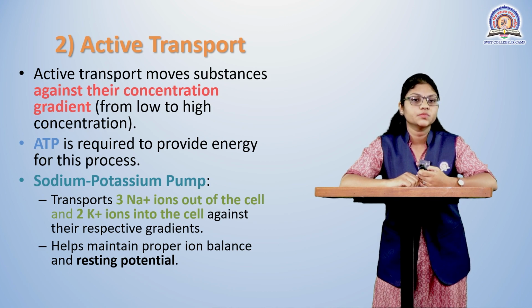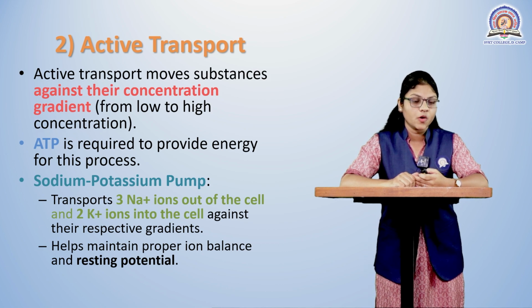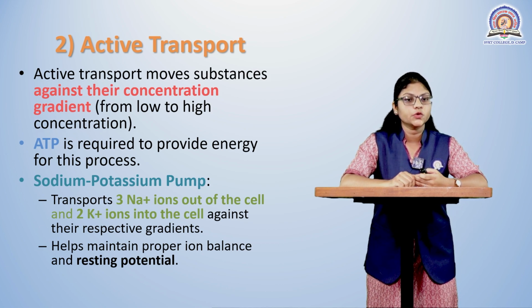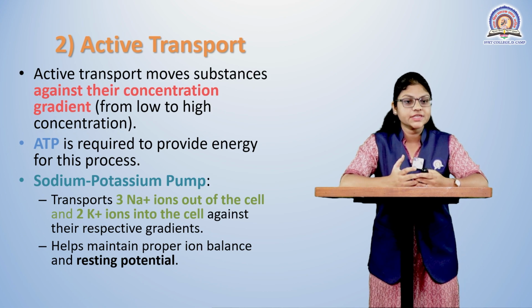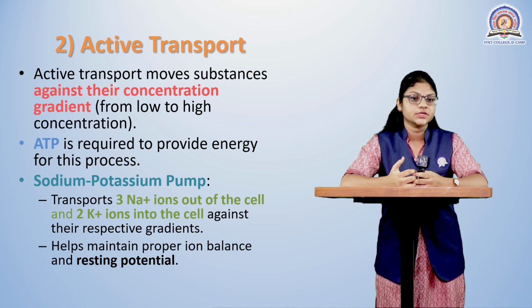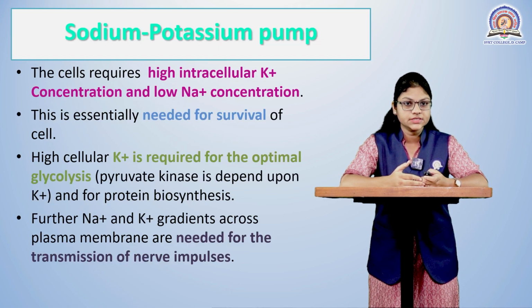Okay, next we move on to active transport. As we know, it occurs against the concentration gradient, so ATP is required as a form of energy. We study this by a very famous example, the sodium potassium pump. The sodium potassium pump transports 3 sodium ions out of the cell and 2 potassium ions inside the cell. This is important because it helps maintain the proper ion balance and resting potential of the cell.